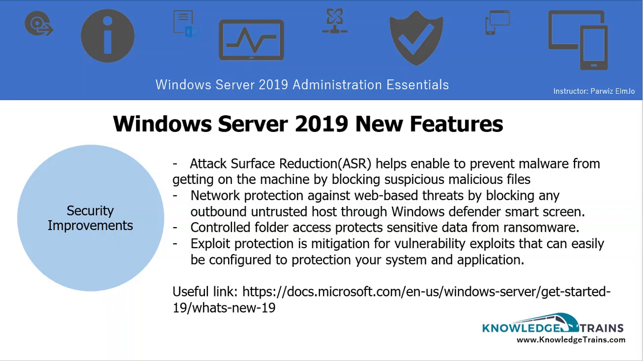Another thing is exploit protection. Exploit protection is actually a set of mitigations for different weaknesses that can easily be configured to protect your system and applications. So what you're doing in here is you're actually using this to mitigate weaknesses that can be in your system.